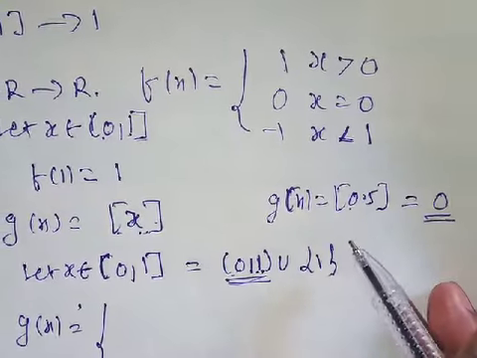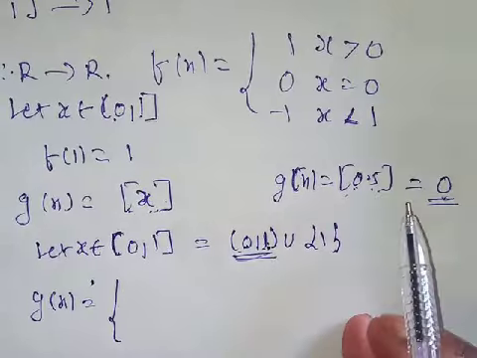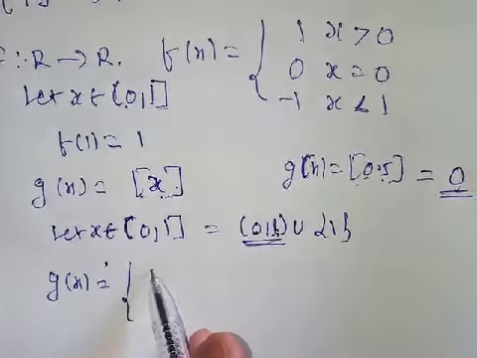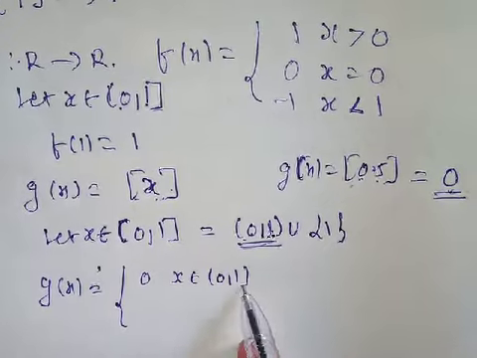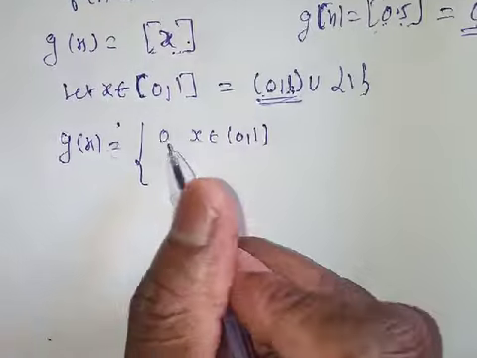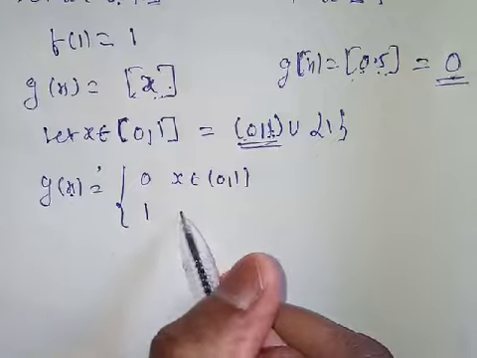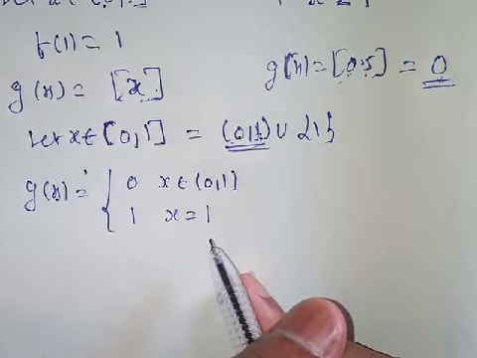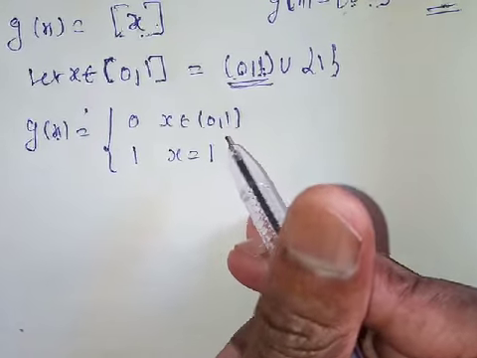So what will be the value of g(x) in between 0 to 1? Anything you can take. You can take 0.5, 0.9 also. Still the answer will be 0. So g of x is equal to 0 when x belongs to (0, 1). And g of x is equal to 1 when x is equal to 1.